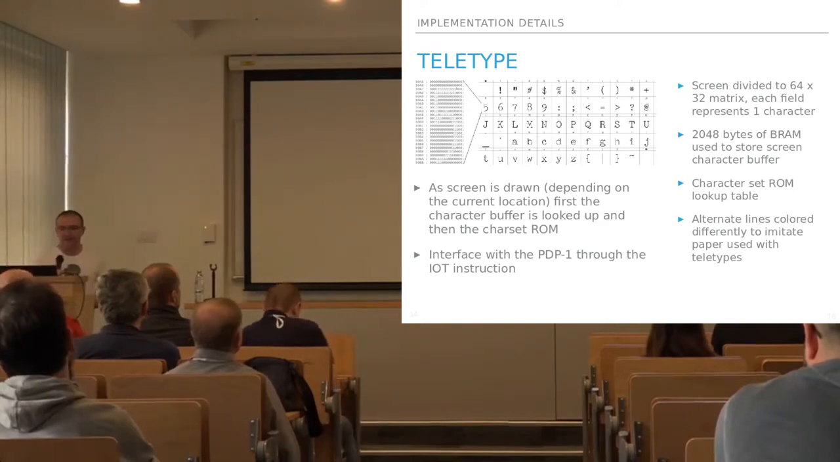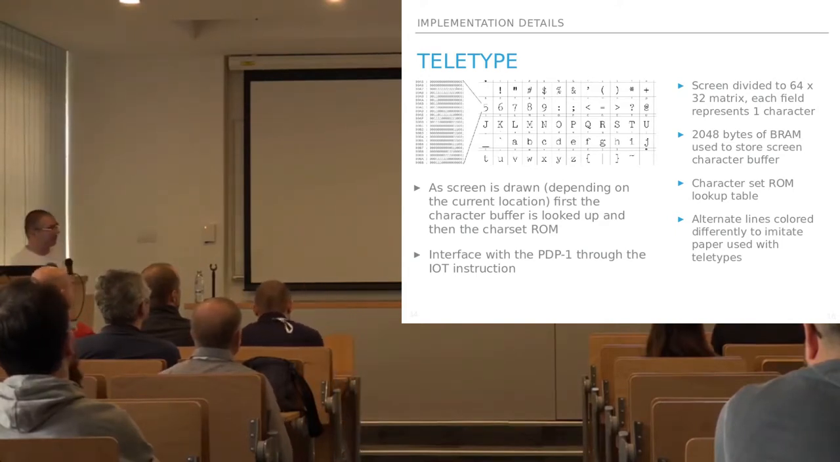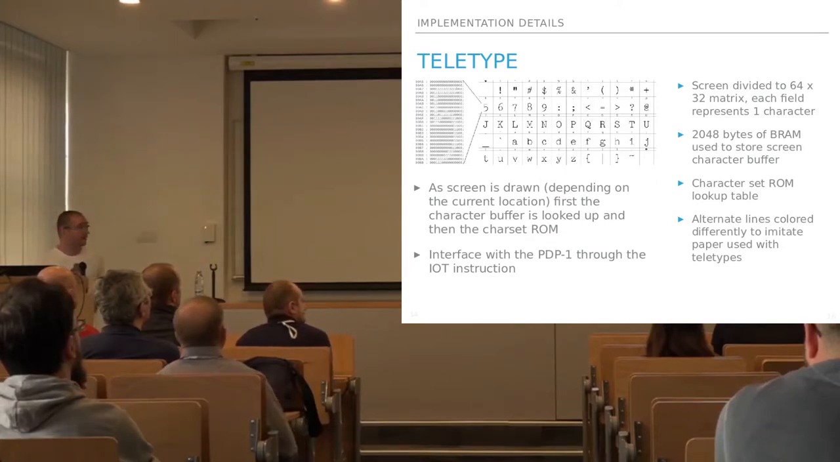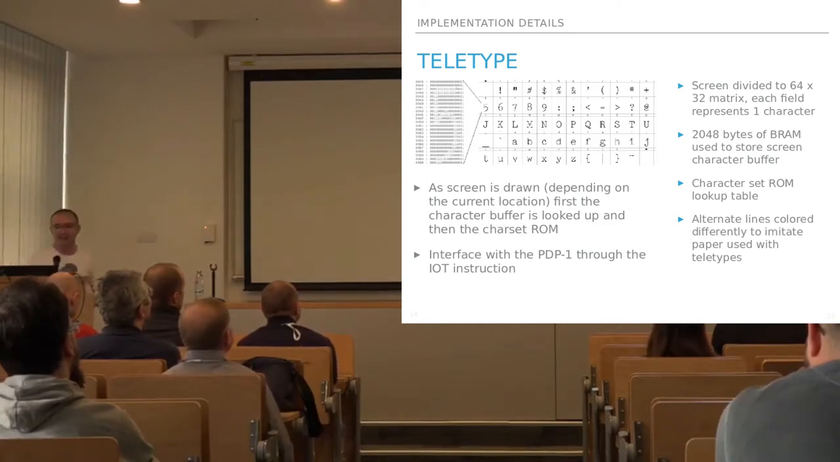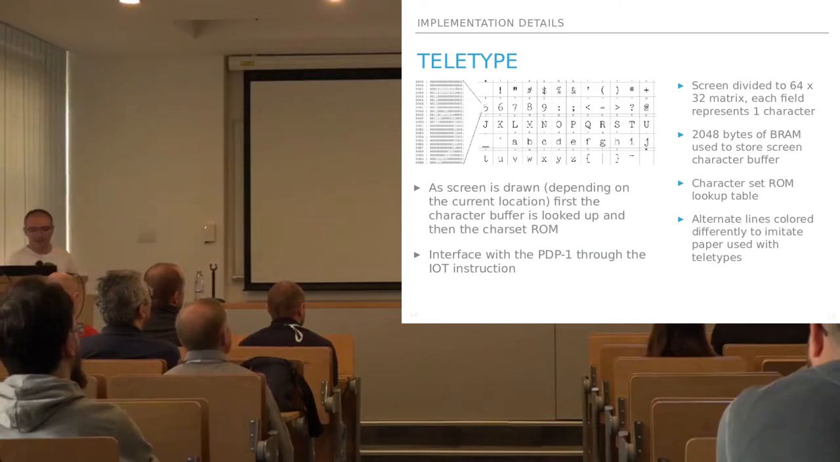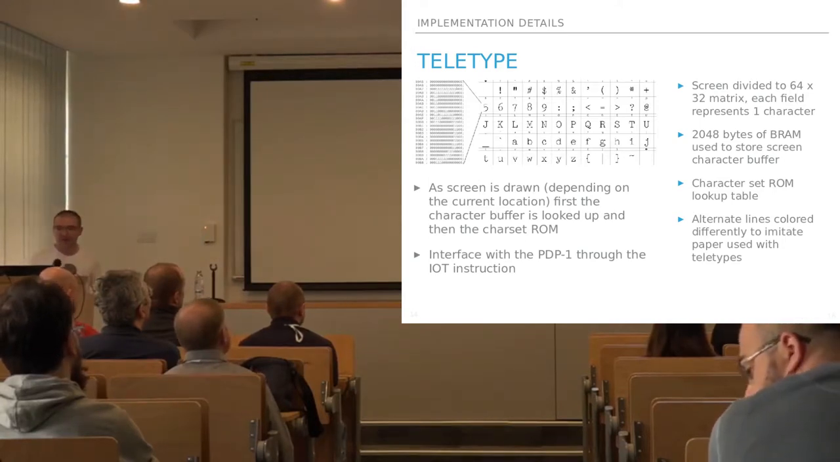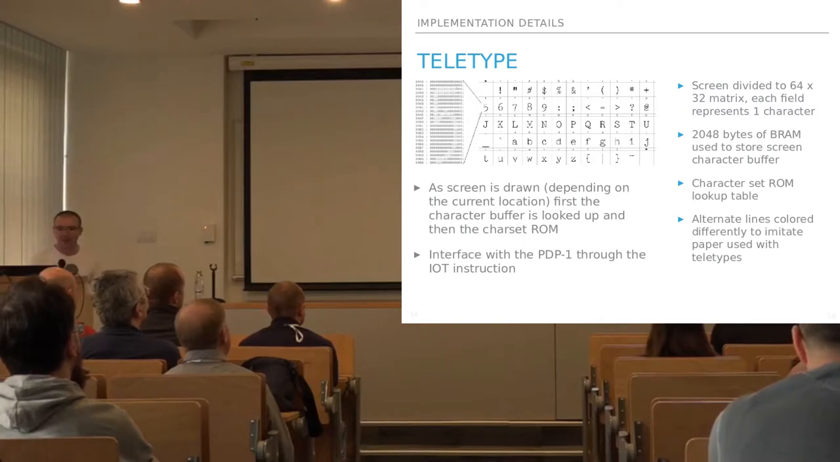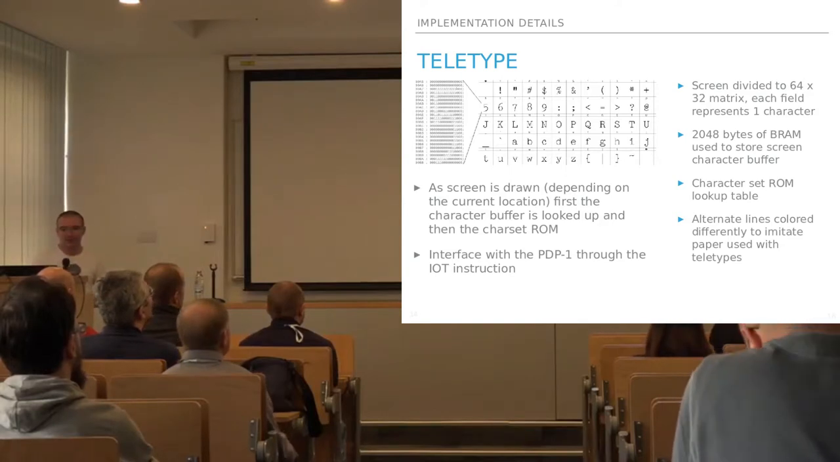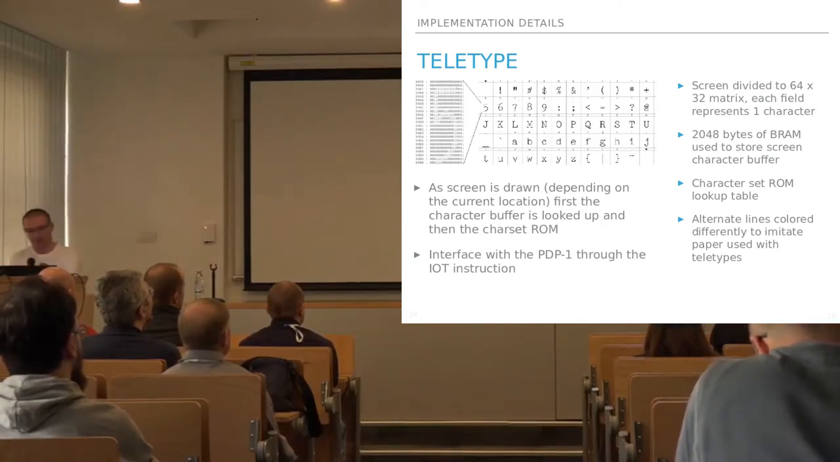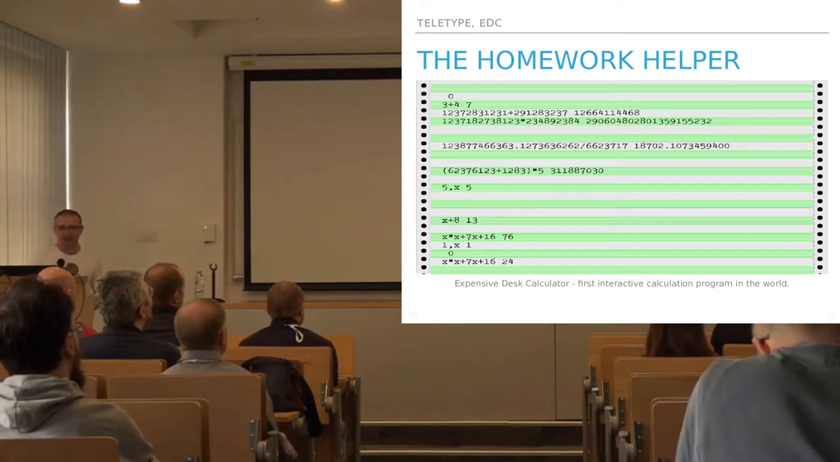what's needed is to divide the screen into a 64 by 32 matrix. Why 64 by 32? Because they're nicely divisible by 2, and that's a very good thing if you're doing anything in FPGA. Each field represents one character, which is then looked up in a character set ROM lookup table. The font was chosen to match the original teletype used by the PDP-1. And this is how it looks.